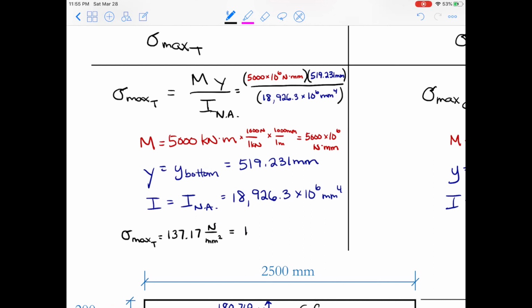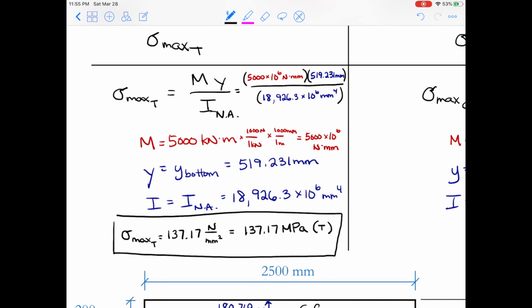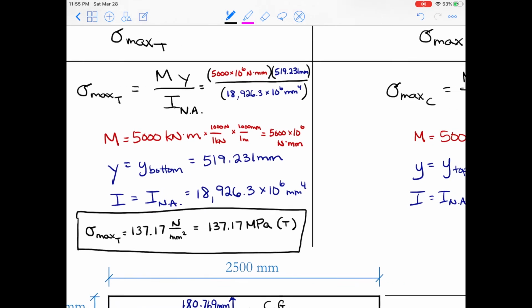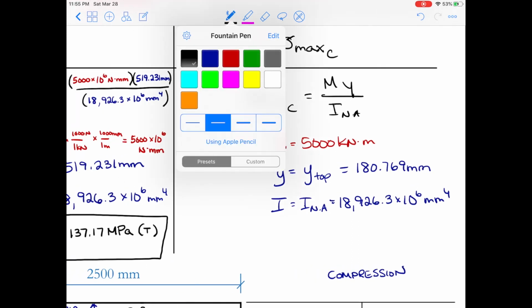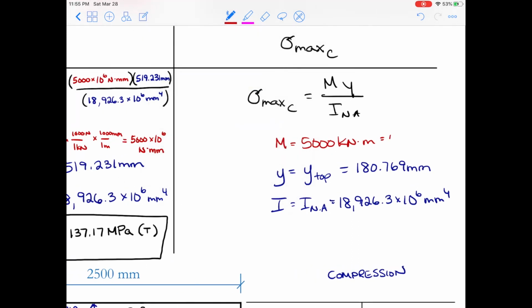We know that 1 newton per millimeter squared is a megapascal, and so this will yield 137.17 megapascals. This is in tension. I'm just going to label it as such, and I'll indicate that with my parenthesis T. And there we go. We have one of our answers. We're down to the home stretch. Just gotta swim across the finish line.